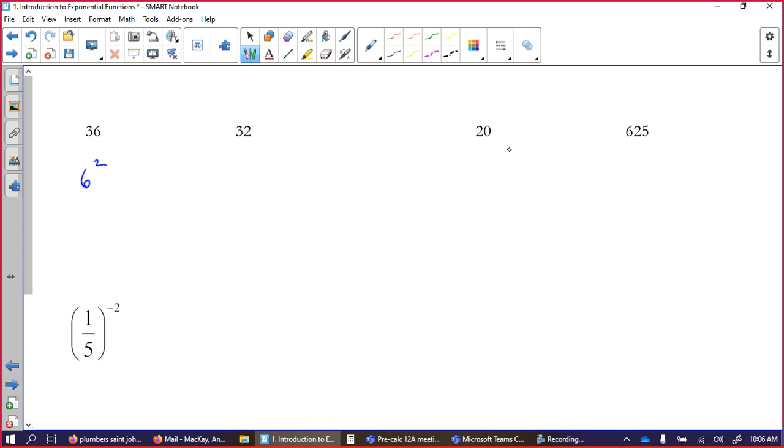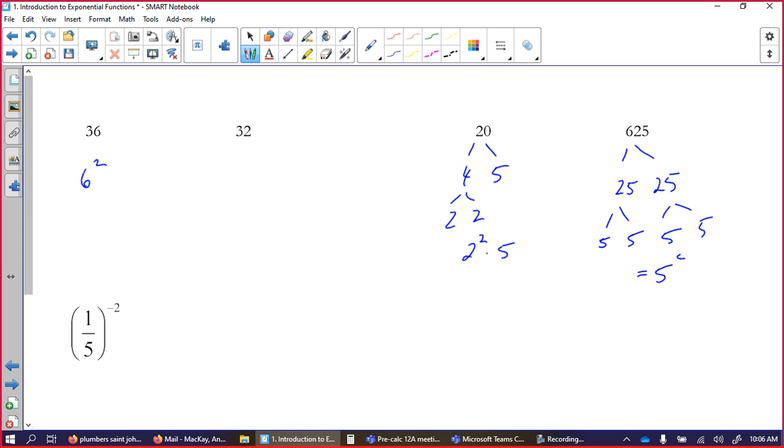6 squared. Well, something like 20, when we talked about 32, is 4 times 5. Well, this is 2 and 2, so this is 2 squared times 5. And that's the basis of our root. 625 is 25 squared. Those are both 5s. So 625 is 5 to the power of 4.